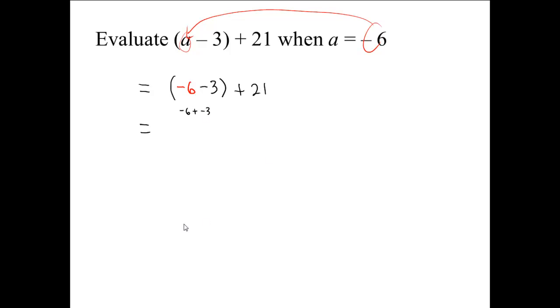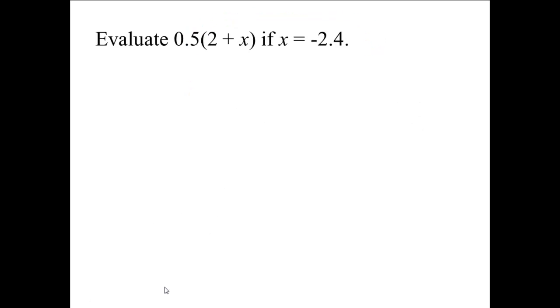When we're adding together two negatives, we add their absolute values. So on the side we add 6 plus 3, which is 9. Therefore, negative 6 plus negative 3 is negative 9. So we have negative 9 plus 21. This is equivalent to writing 21, still positive, minus 9. And that is 12.